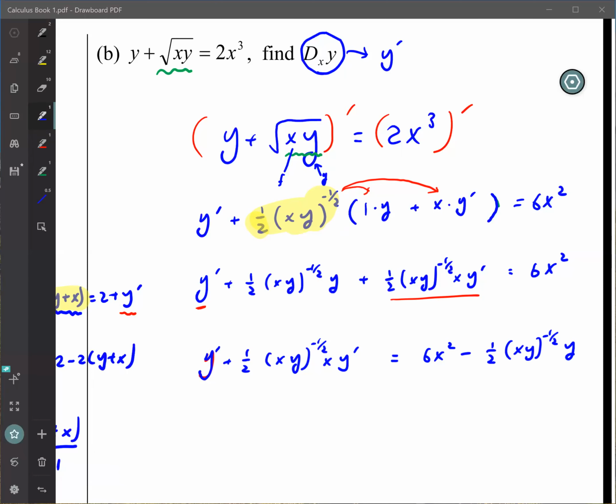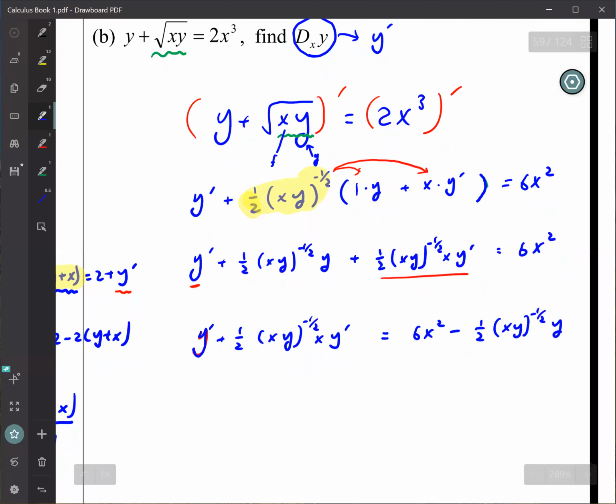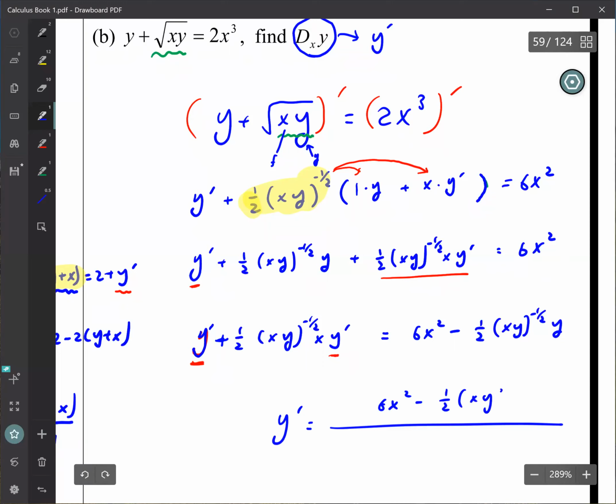Any questions so far? Okay, and then they both have the y prime, so we are going to factor it out like always, right? For the y prime and then divide it over. So your final answer should be y prime times 6x squared minus half xy, over negative half y, and then 1 plus half xy, x.